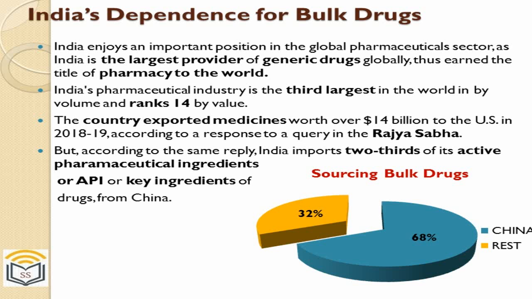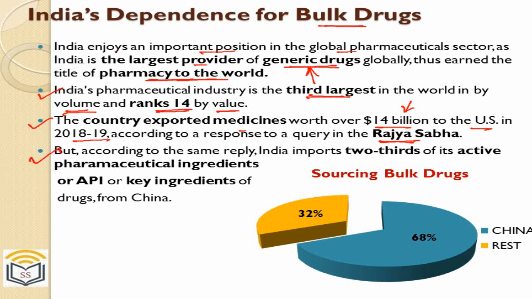Now India is heavily dependent on China for bulk drugs. India enjoys an important position in the global pharmaceutical sector, as India is the largest provider of generic drugs in the world. Thus it earned the title of pharmacy to the world. The Indian pharmaceutical industry is the third largest in the world by volume and 14th by value. The country exported medicines worth around $14 billion to the US in 2018-19, according to a response to a query in the Rajya Sabha.